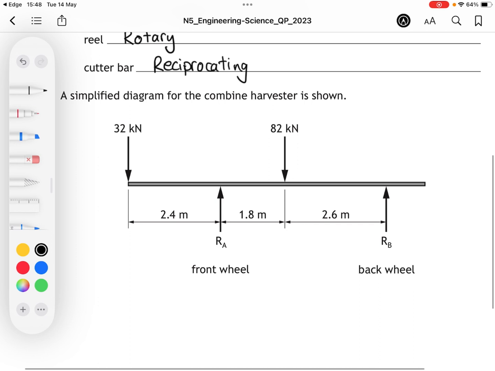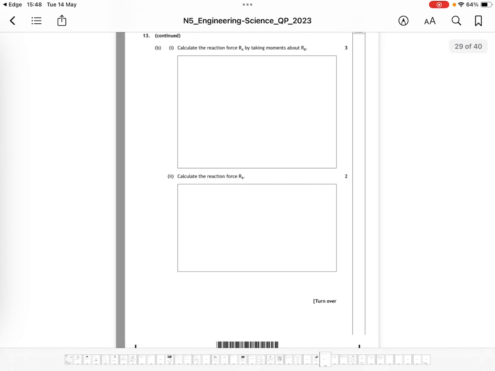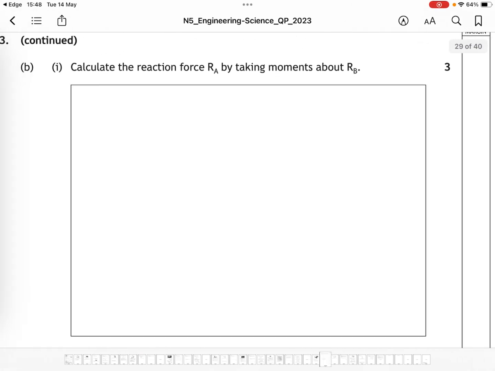The next thing we've got is a simplified diagram for the combine harvester. And you'll see we've got the front wheel and the back wheel. We've got two point loads coming down, and at the front wheel and back wheel we've got the reaction forces RA and RB, and we're showing the distances there as well. And over the page we are asked to calculate the reaction force RA by taking moments around RB.